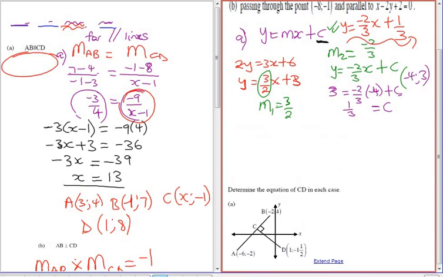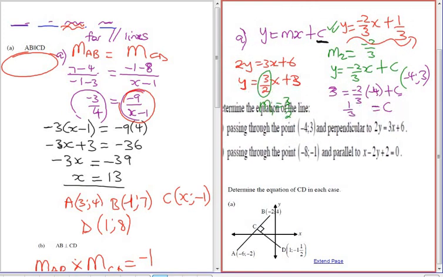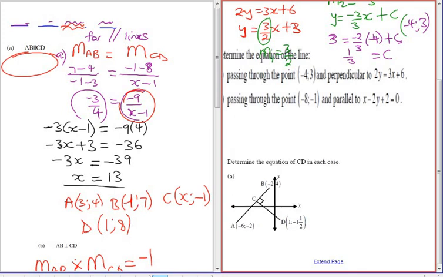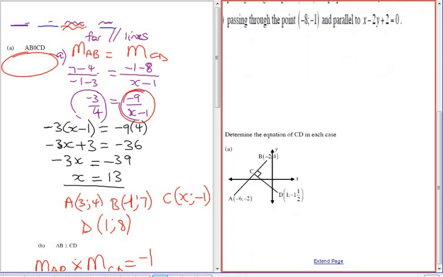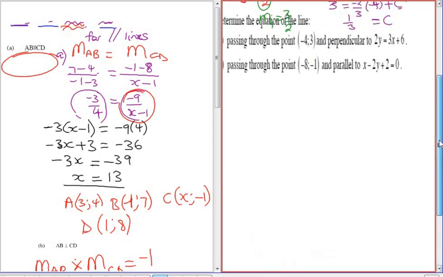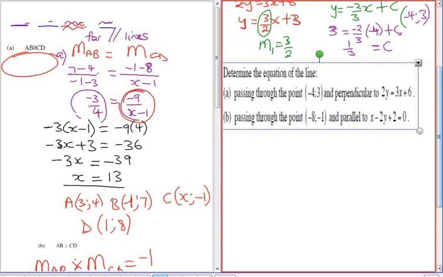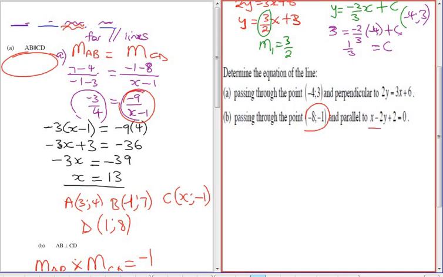Okay, so I am also going to talk about B now. For us to understand B better, I'm going to drag the question down for a second and create a bit of space. All right, so look at this. Now for B, all we need to do is find the equation of a line that is passing through this point given to us, -8 and -1, but parallel to this one.